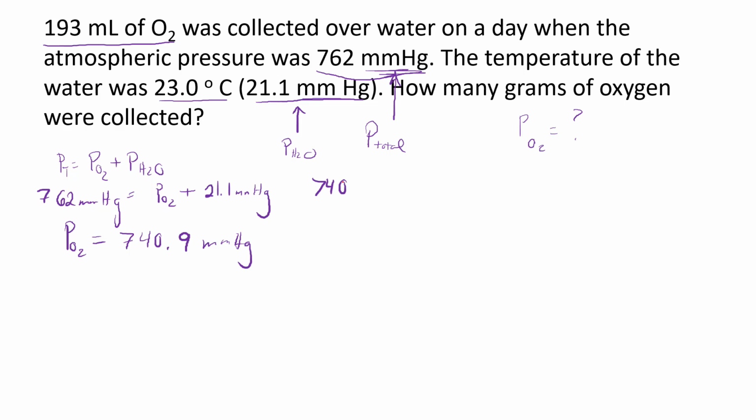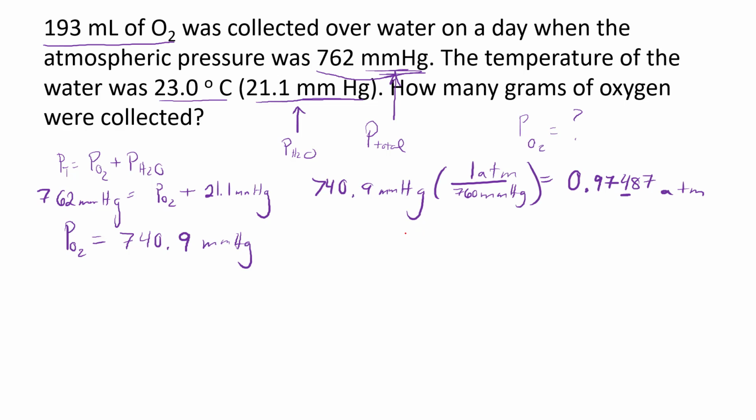So then I need to convert that. How do I do that again? 740.9 millimeters of mercury times 1 atmosphere per 760 millimeters of mercury. 1 torr is the same thing as millimeters of mercury. So we end up with 0.97487, and that 4 is my last significant digit. Sometimes I'll underline it just to remind myself, and I end up with atmospheres.